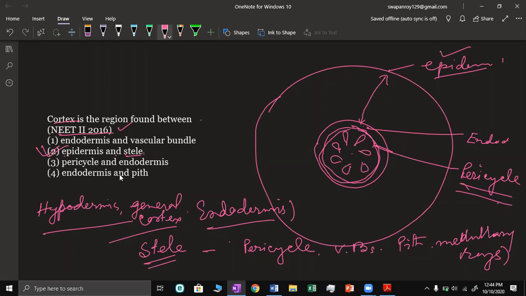Okay, so the tissue in between epidermis and the stele is the cortex. So our answer here is epidermis and stele.